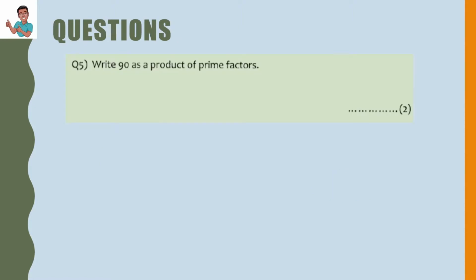Okay, I would like you to try this question. Write 90 as a product of its prime factors. Press pause and have a go. When you're ready, press play.